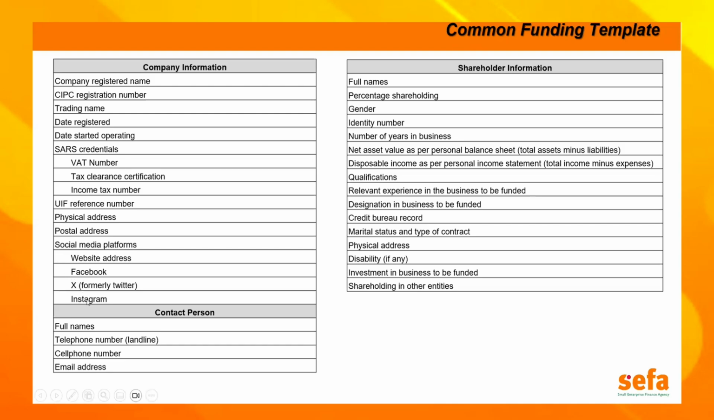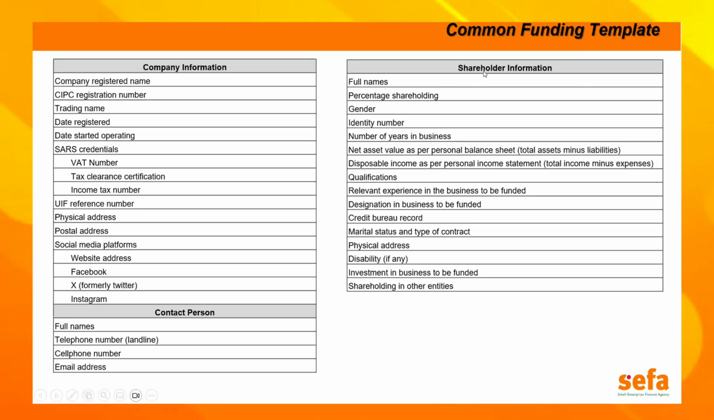The second part is, remember that when you talk about companies, you might find that you've got a company that has more than one shareholder, or a company that has a dedicated contact person. We would like to know that information, because that will be the relationship person between SEFA and the applicant company. So the contact person is about the full name, the telephone number, cell number, and the email address. Very basic stuff, but very crucial for our deal makers to know.